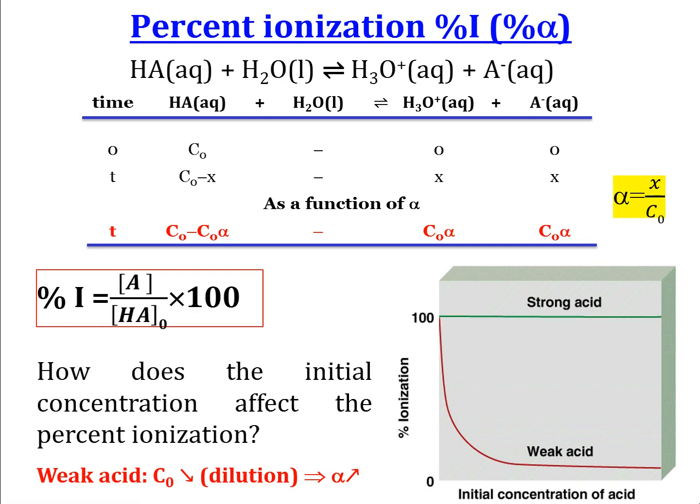So as a conclusion, the dilution of a strong acid does not affect its dissociation. The dissociation is always 100%. But the dilution of a weak acid increases its dissociation.